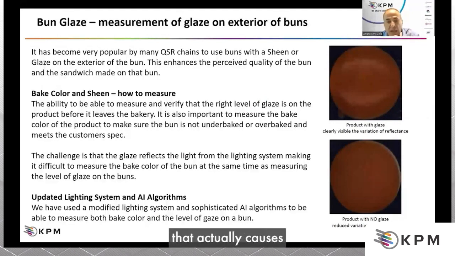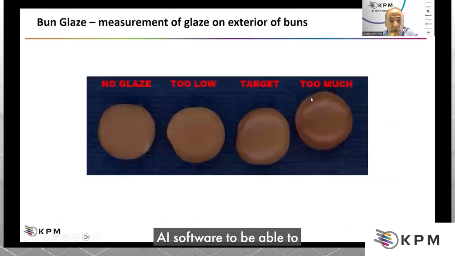So in the vision world, that actually causes some challenges because you can see here on the right image that the glaze is actually reflecting some light back. And so when we're trying to measure the bake color of the product, it's very hard sometimes, if you've got all this reflection, to measure the color accurately. But also the other problem was that the bakers wanted to know, do I have enough glaze on the product as well? So again, we're using some new technology, some AI software to be able to measure bake color, but also at the same time be measuring the glaze.